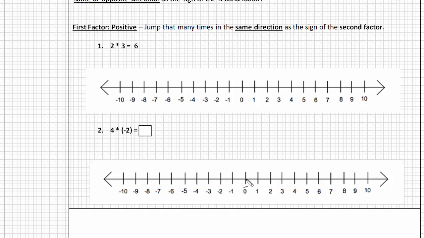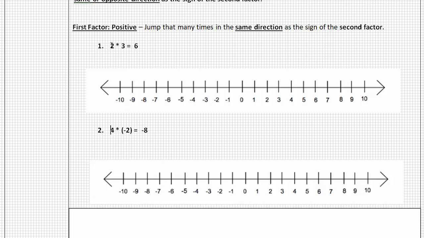Let's start at 0, and we're going to jump 4 times in the negative direction. First jump takes us to negative 2. Second jump takes us to negative 4. Third jump takes us to negative 6. And our fourth jump will take us to negative 8. So the final answer is negative 8. 4 times negative 2 equals negative 8.